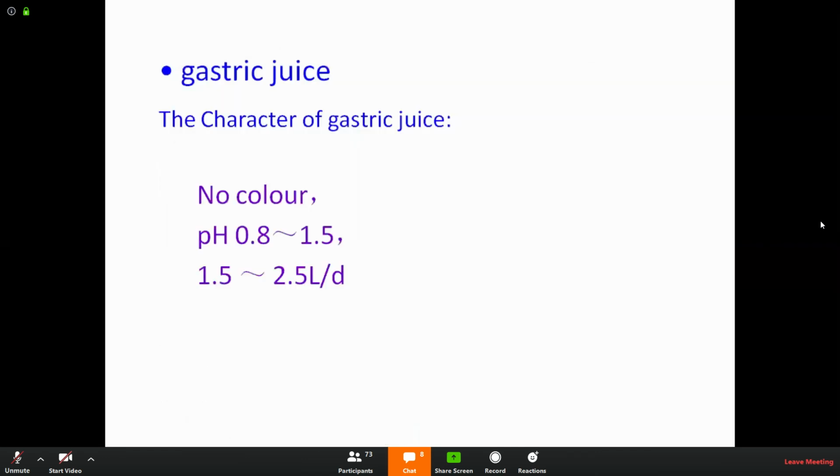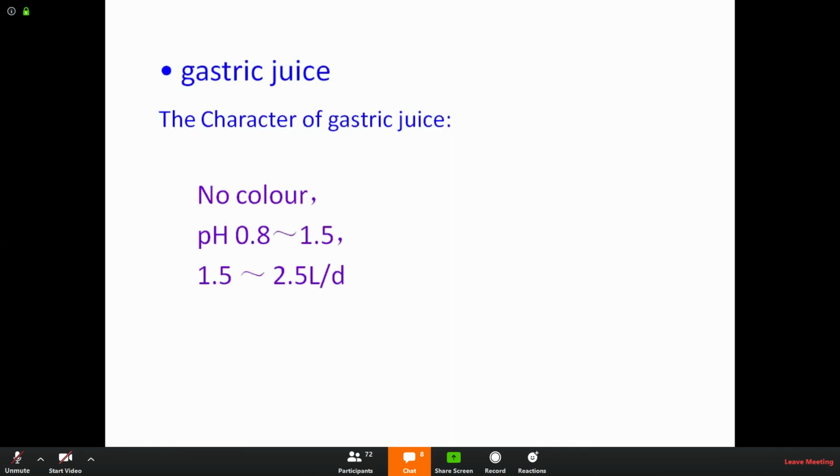So the characteristic of the gastric juice: it is colorless, it is clear. The pH is 0.8 to 1.5, which means it is highly acidic. The normal rate of secretion of the gastric juice is about 2.5 liters per day.